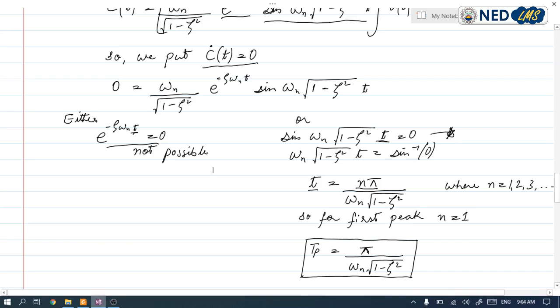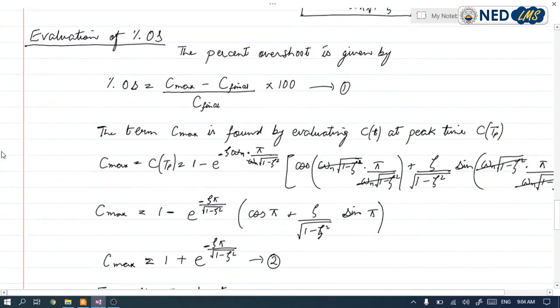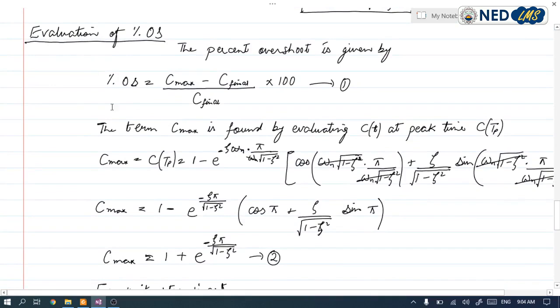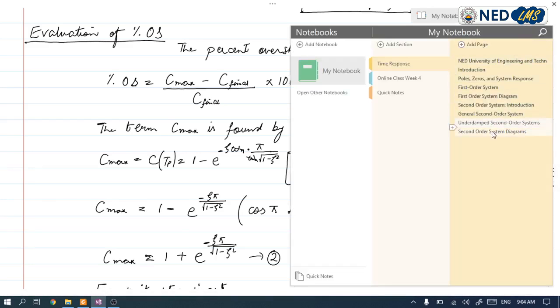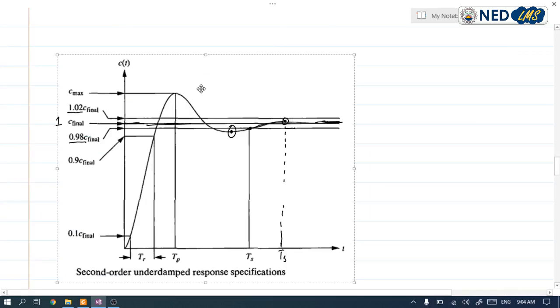So now we will evaluate the percentage overshoot term. The formula for percentage overshoot is (C max minus C final) divided by C final, multiplied by 100 to convert it into percentage. Here we have two unknowns, C max and C final. C max is the maximum value of the overshoot, this value, and C final is our final steady state value here.